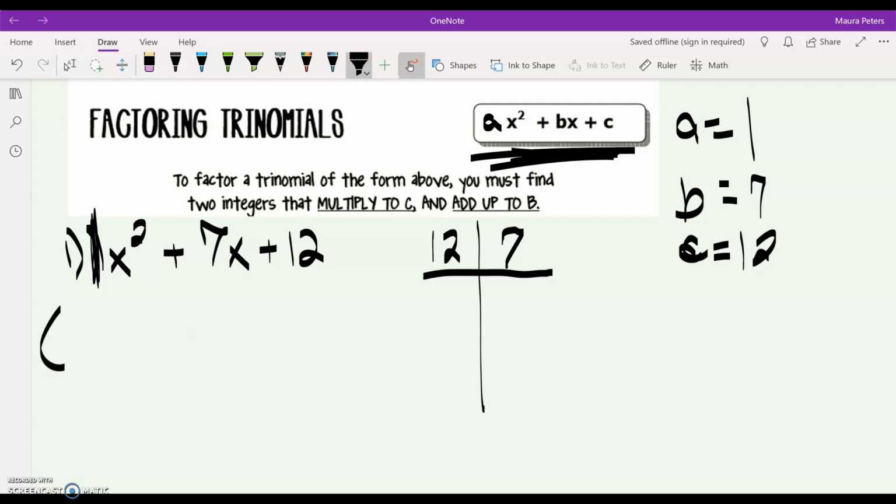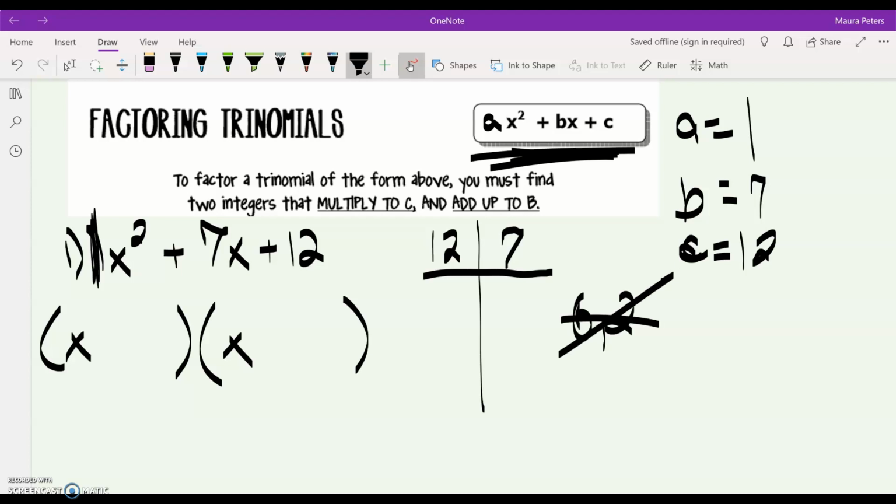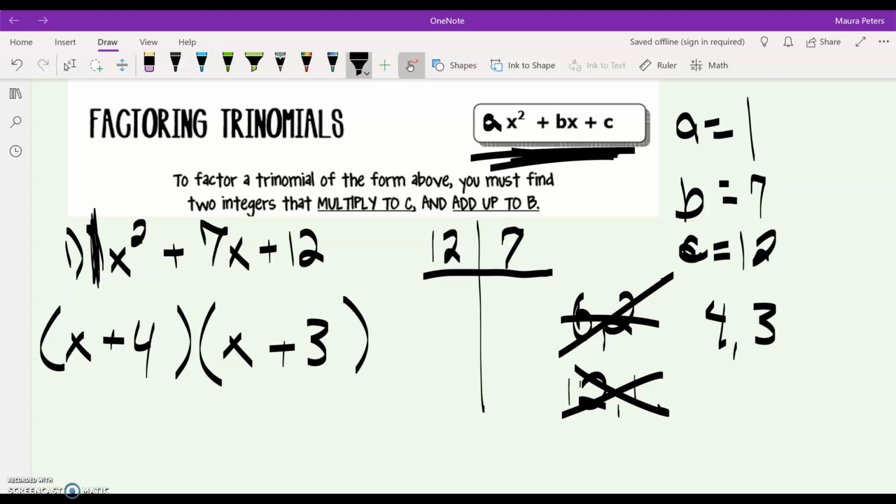And when you're factoring, what's good about this is, we know that x goes here, x goes here. Two numbers that multiply to 12 and add to 7, well, 6 times 2 multiplies to 12, but does not add to 7. 12 times 1 multiplies to 12, but does not add to 7. The only one that possibly works here is 4 times 3. So we're going to drop in an x plus 4 here, x plus 3.